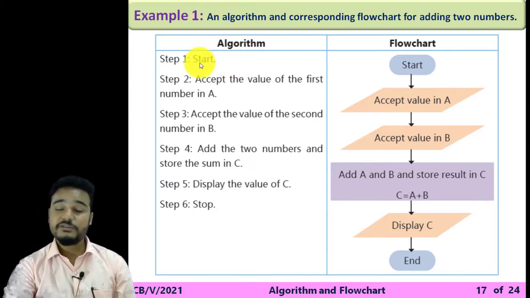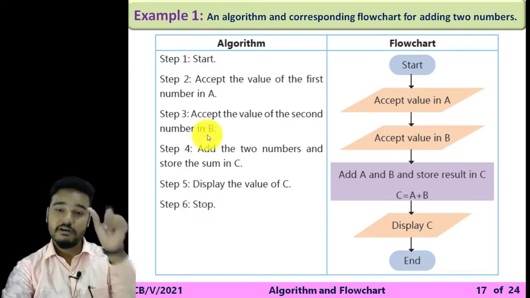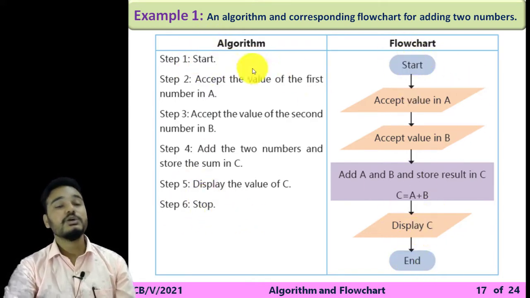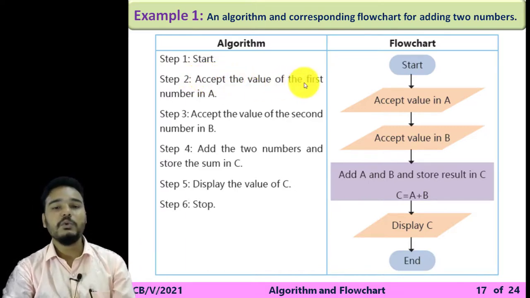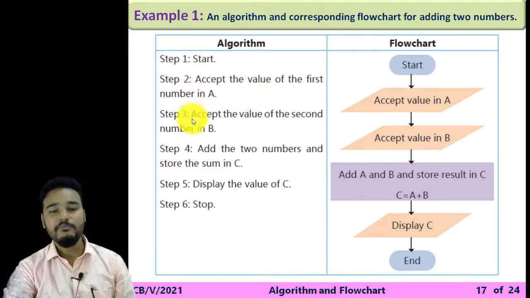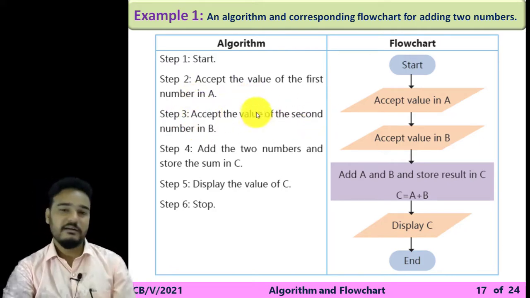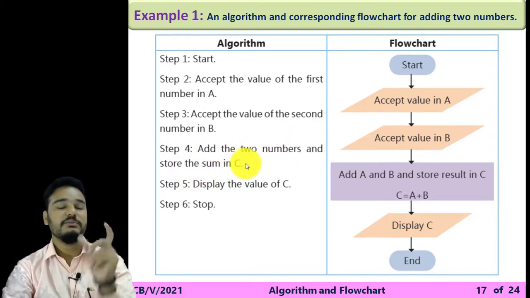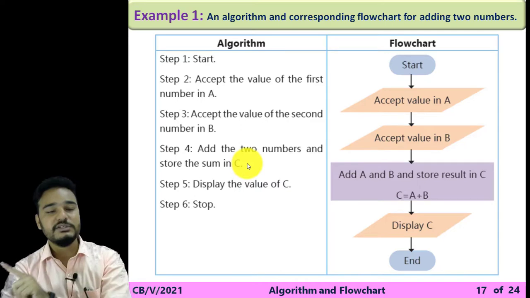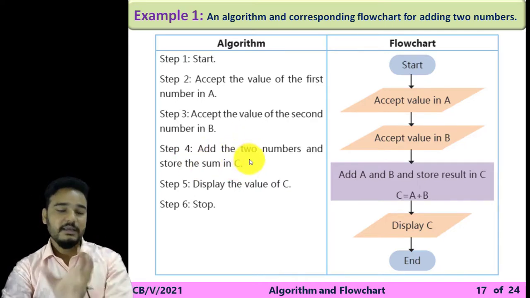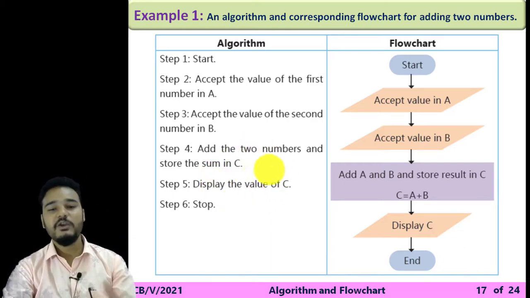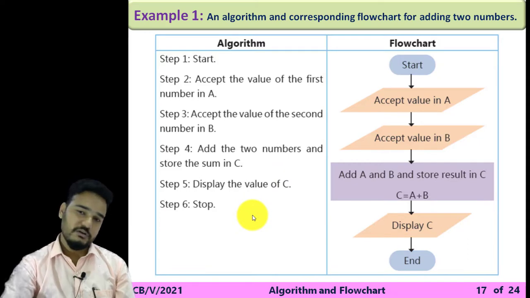And the algorithm is: the first step is start. As we have already learned, your algorithm and flowchart should start with the start text and end with the stop. So here also start and stop are there. The second step is accept the value of the first number. The first number will be entered here. The next step is accept the value of the second number. The second number will be entered here. Add the two numbers and store the sum in C. Means A plus B is equal to C, or C is equal to A plus B. Whatever the addition of A plus B is, whatever the sum is, where will it be? It will be in C. And display the value of C. Then the output will be shown here.